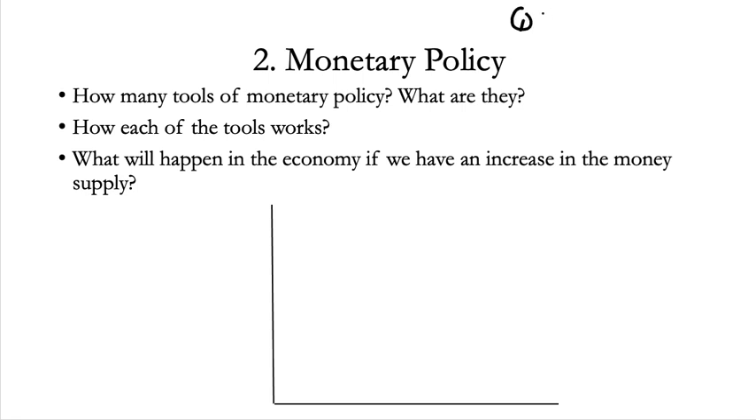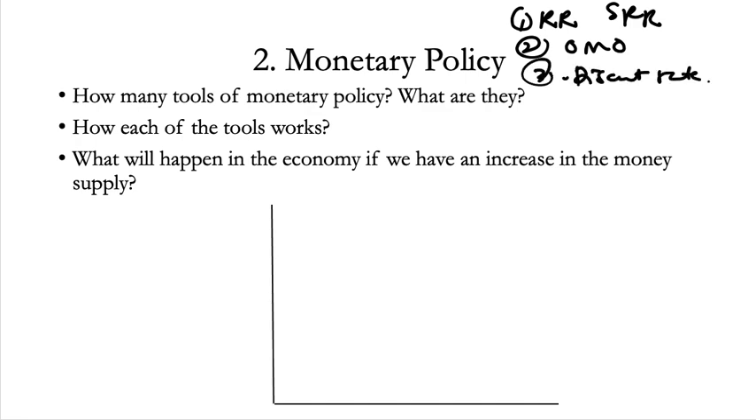Number 1, required reserve ratio, or in Malaysia we call it statutory reserve requirement, SRR. Number 2, we have open market operation, in which we have buying and selling government bond, only government bond for monetary policy. Number 3, we have discount rate. Now, which are the most commonly used tools? It is number 2, open market operation, of buying and selling government bond.